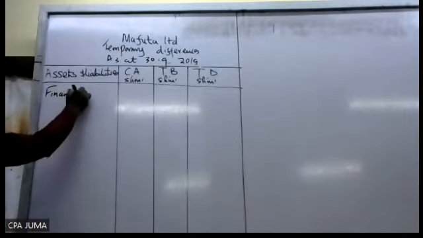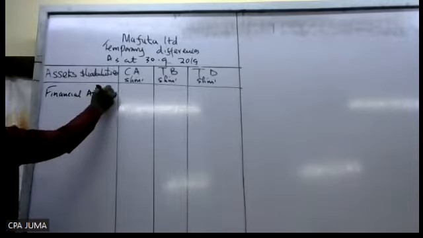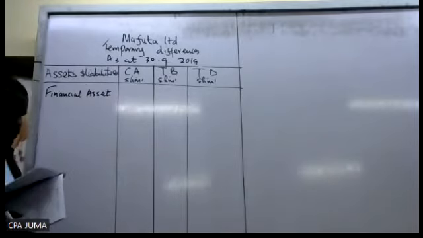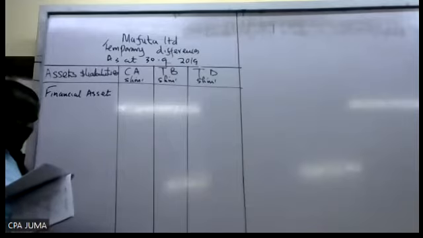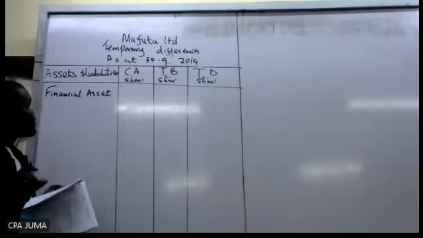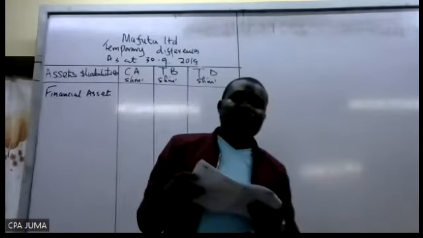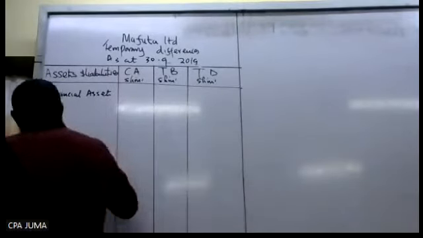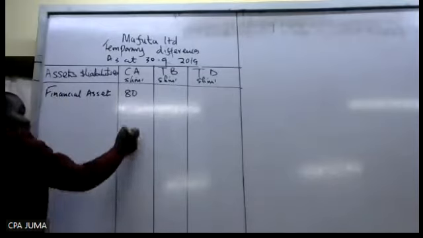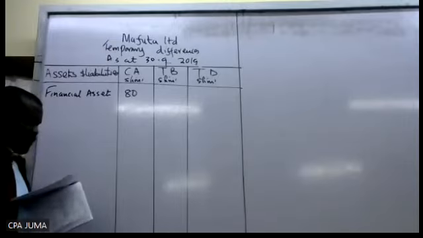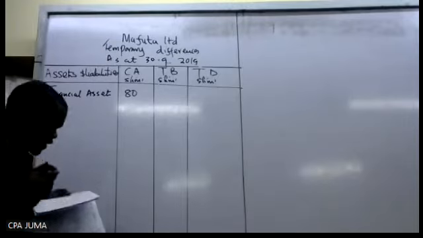Financial what? Financial assets. With a carrying amount, the company has available for sale financial assets. So this is available for sale, so no problem. With a carrying amount of how much? 80 million. What you have been given, you capture. The carrying amount is 80. And the financial asset at fair value through profit and loss of 40 million.